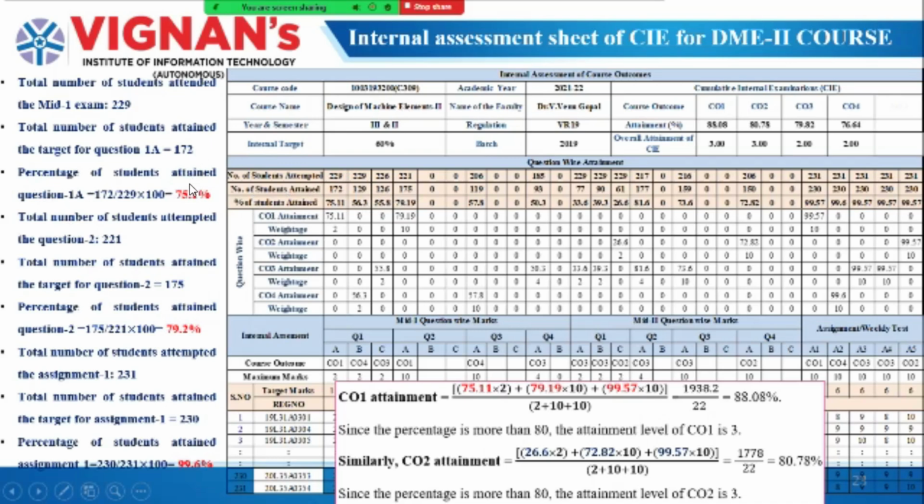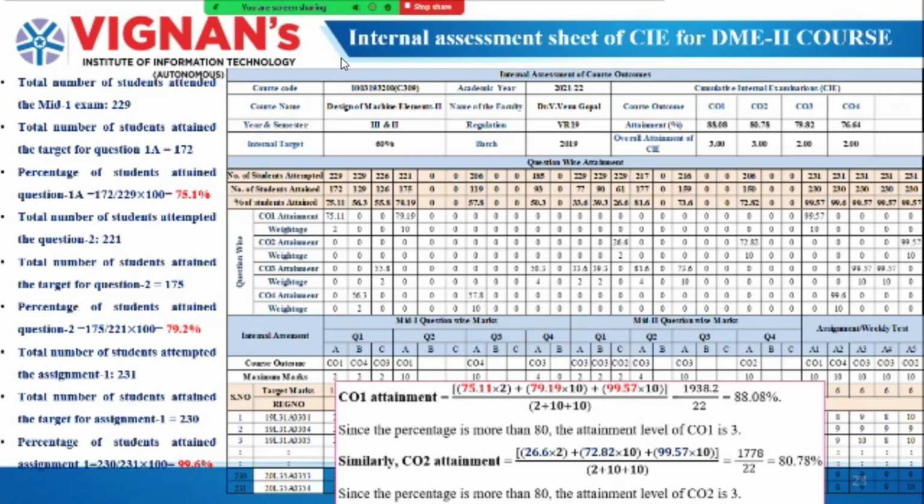We observe CO2. CO2 percentage is 26.6. Again CO2, 72.82. Weightage 10. Here weightage 2. And again CO2, weightage 10, 99.57. So 2 plus 10 plus 10, 80.78%. Again, the attainment level for CO2 is 3. Like that, for each CO, like for CO3 and CO4 also, we have to calculate the attainment.